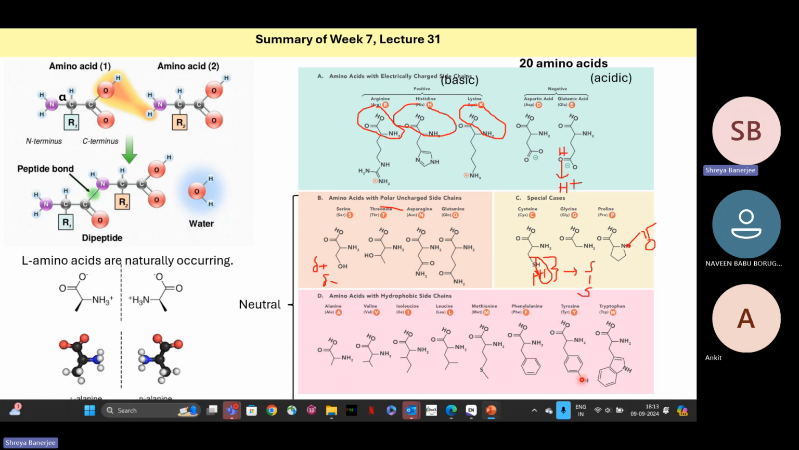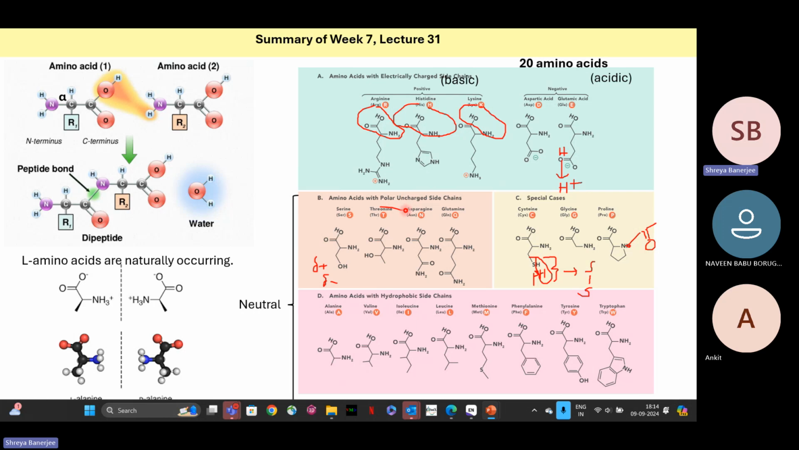Now, you can think that OH or NH can be polar, but because of the large aromatic residues, their characteristic is more hydrophobic compared to polar. That is why they are classified under the hydrophobic side chain amino acids. So in this way, by having 20 different R groups, you can have 20 different naturally occurring amino acids.